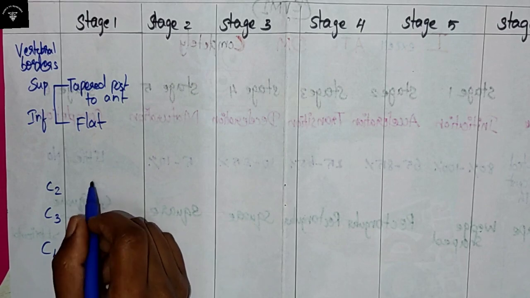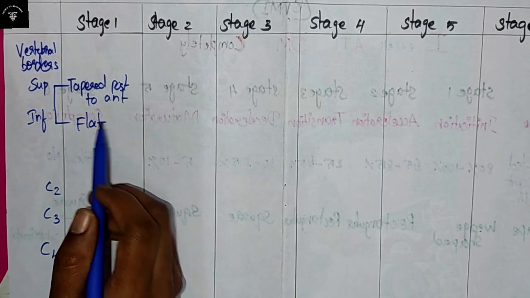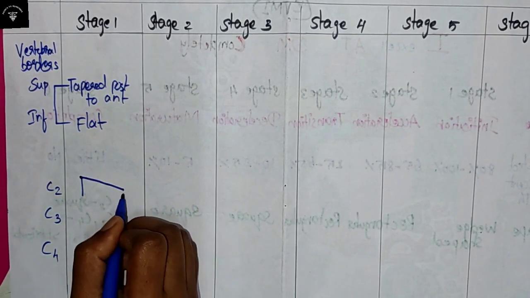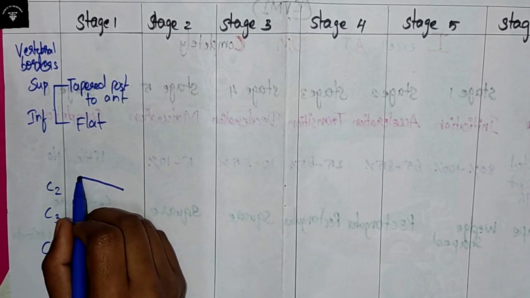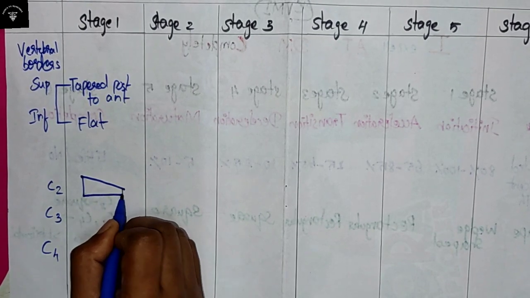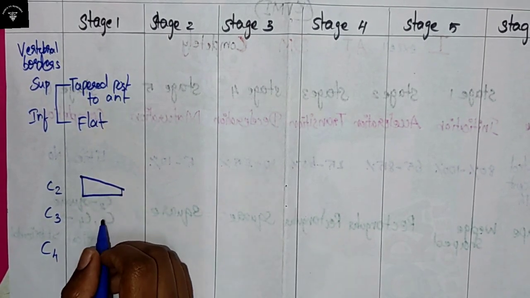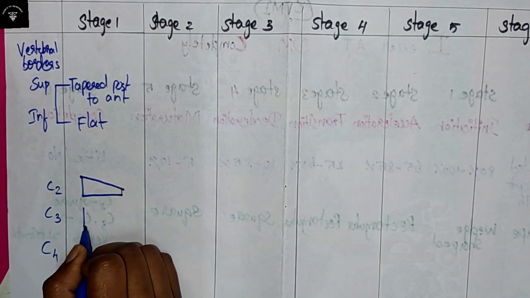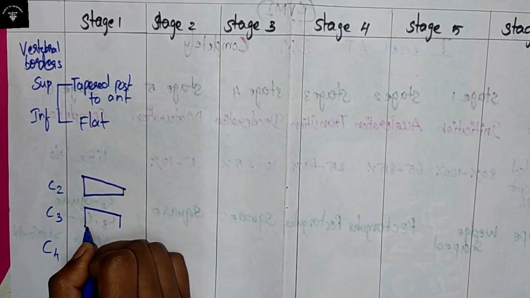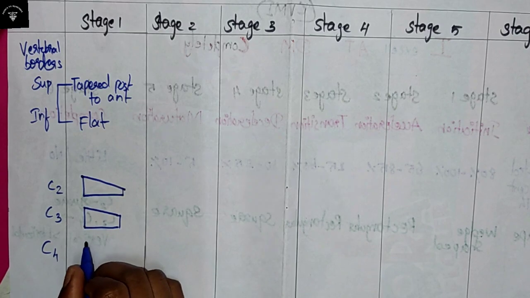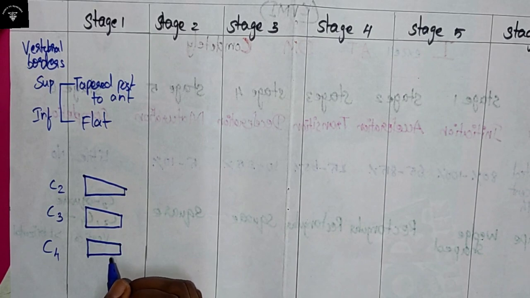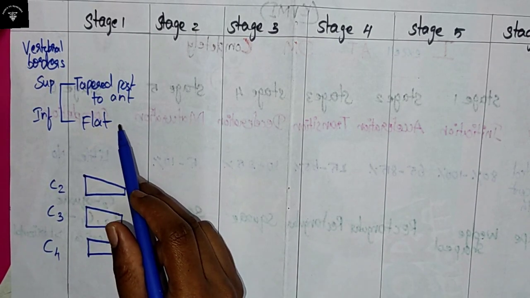Now the superior border is tapered posterior to anterior, so it will be like this. And this is the superior border, this will be your inferior border. The inferior border will be flat, so it will be like this. Same as C3 and C4: the superior border is tapered posterior to anterior and the inferior border will be flat. And C4 also is the same.